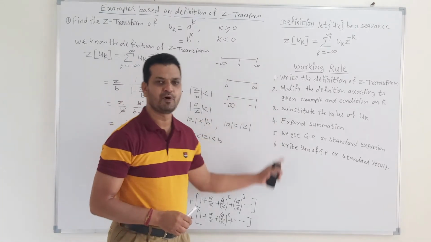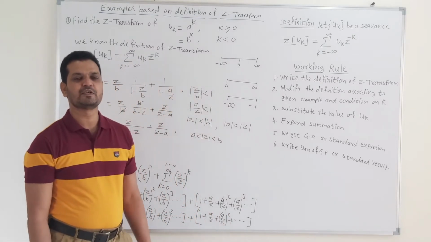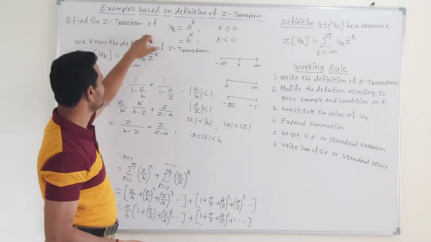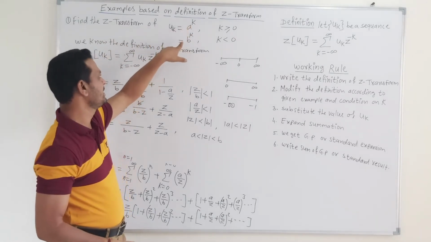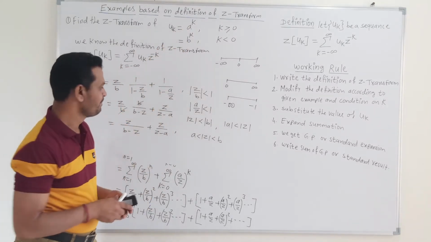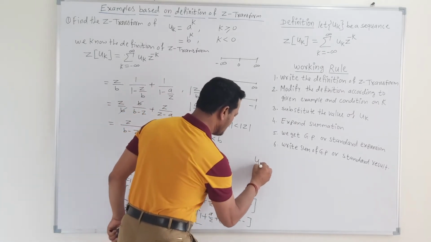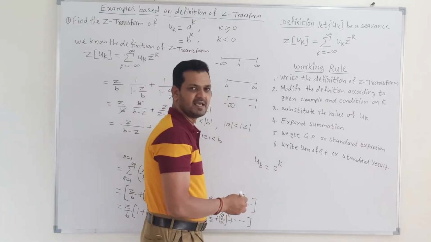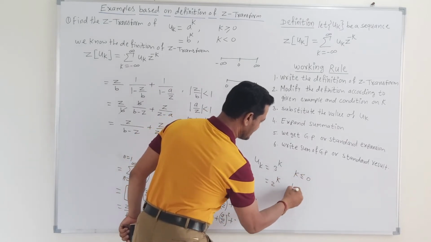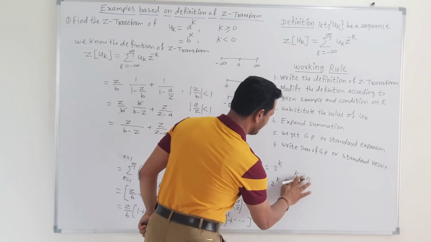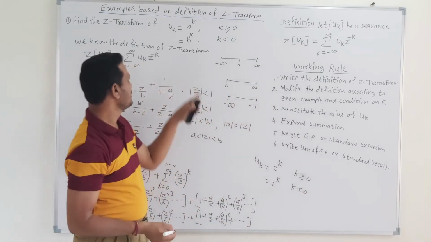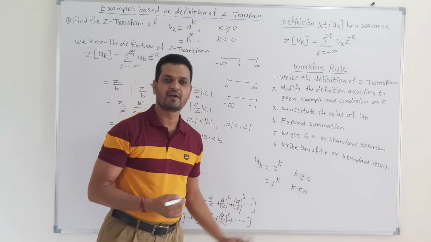So these are the 6 important steps for solving any example based on the z transformation. Now friends, here please try to understand that here we find the z transformation of uk equal to a raised to k, b raised to k. If we change the values of a and b, you will get a different question. If we put a equal to, suppose, 3, then we get uk equal to 3 raised to k, then 2 raised to k, with k less than or equal to 0 and k greater than or equal to 0.